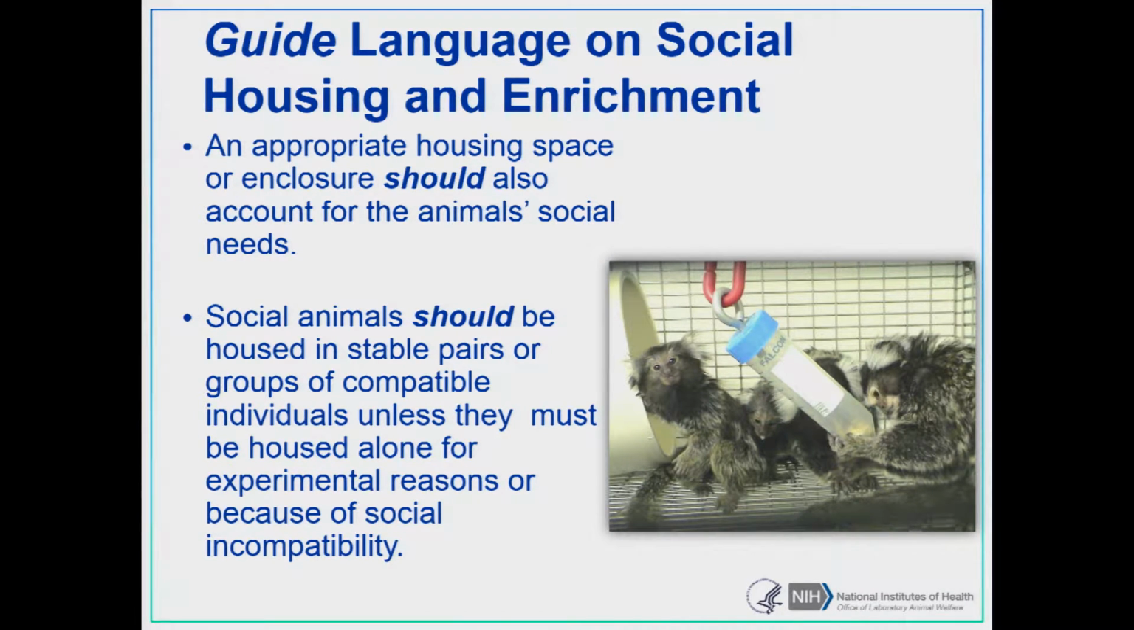The Guide says that they should be housed in stable pairs or groups of compatible individuals, unless there are certain exceptions. And those exceptions are similar to what we heard in the regulations: experimental reasons justified to the satisfaction of the IACUC, or because of social incompatibility or another veterinary indication.